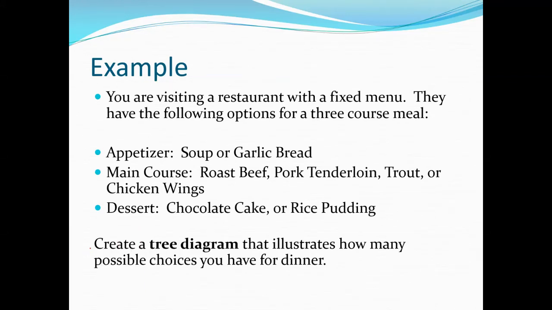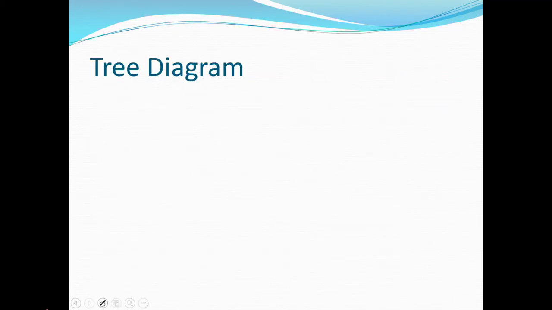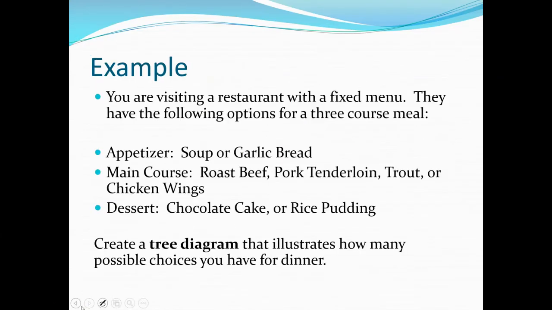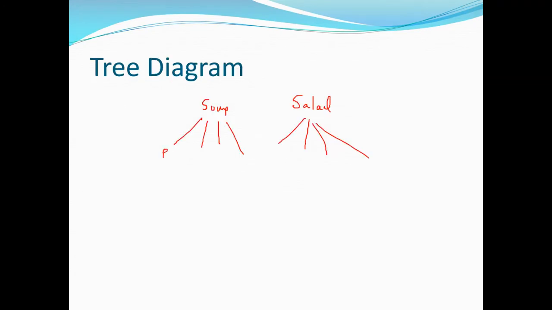I'm going to select my pen and let's make a tree diagram. We'll start at the top. We can get soup or salad for appetizer. For our main, we can branch off 4 different ways: 1, 2, 3, 4, and 1, 2, 3, 4. And what were our options for mains? We could have roast beef, pork tenderloin, trout, or chicken wings.